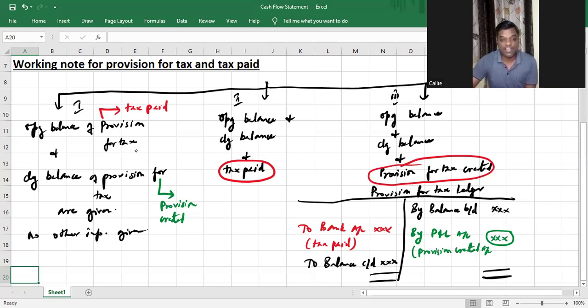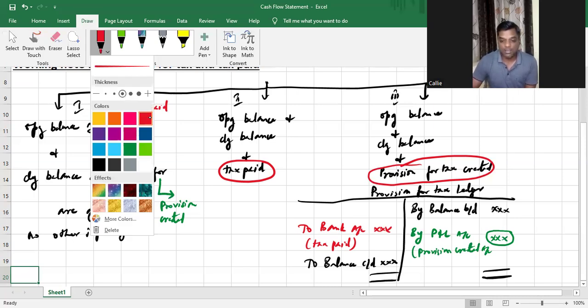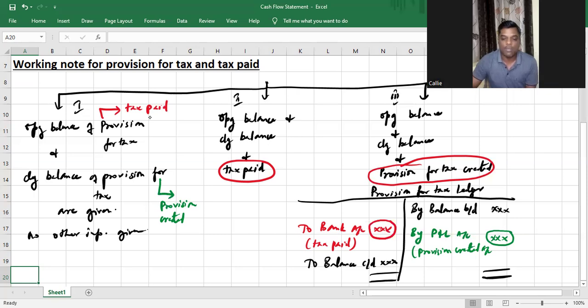Now, in the third case, if they have given opening balance of tax, closing balance of tax, and the provision created has been given, then you need to find the tax paid, right? So you write the opening balance, you write the closing balance, you write by P&L account as amount given as provision for tax, and the amount of bank will be the balancing figure. Tax paid will be the balancing figure. So one of these items, if they are given, you prepare the ledger and find the other item by balancing the ledger, by assuming that to be the balancing figure.